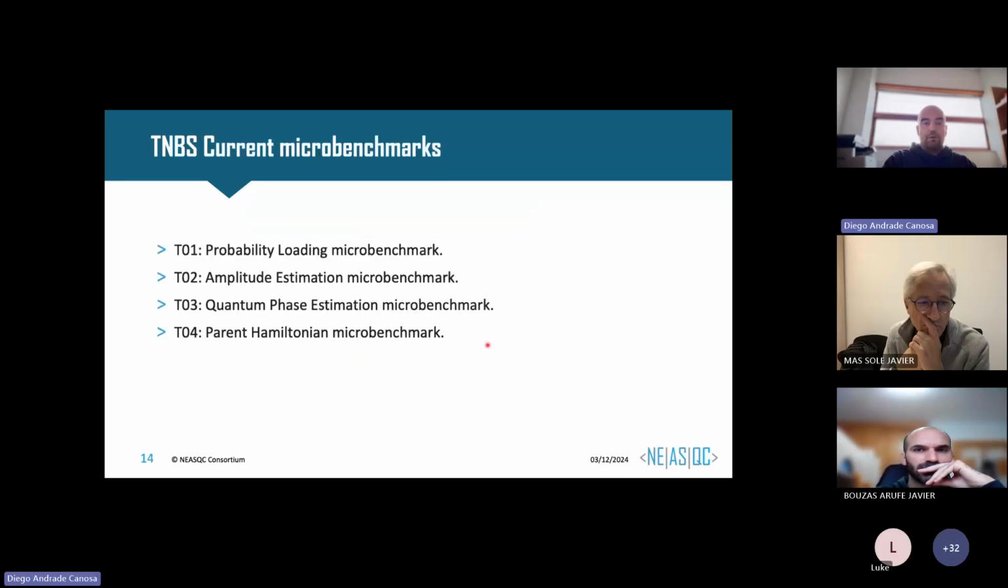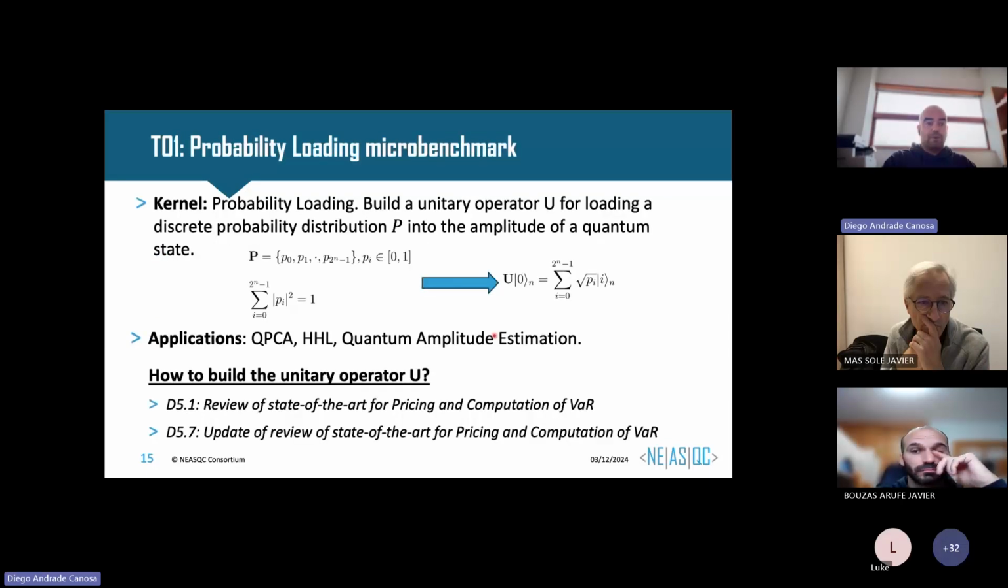So now I would like to talk one by one about the 4 benchmark cases that we have identified in our benchmarking methodology, which are the probability loading, the amplitude estimation, the quantum phase estimation, and the parent Hamiltonian. And these benchmarks are called equally to the kernel in which they are inspired. Okay? So the first one is the probability loading.